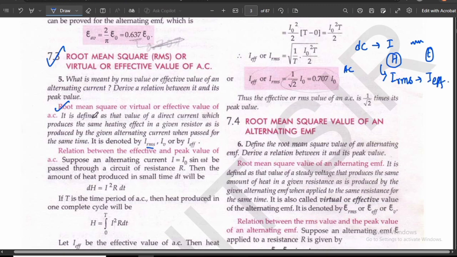So it is defined as that value of a direct current which produces the same heating effect in a given resistor as is produced by the given alternating current when passed for the same time, and that is IRMS, or I effective. I virtual means I virtual current.